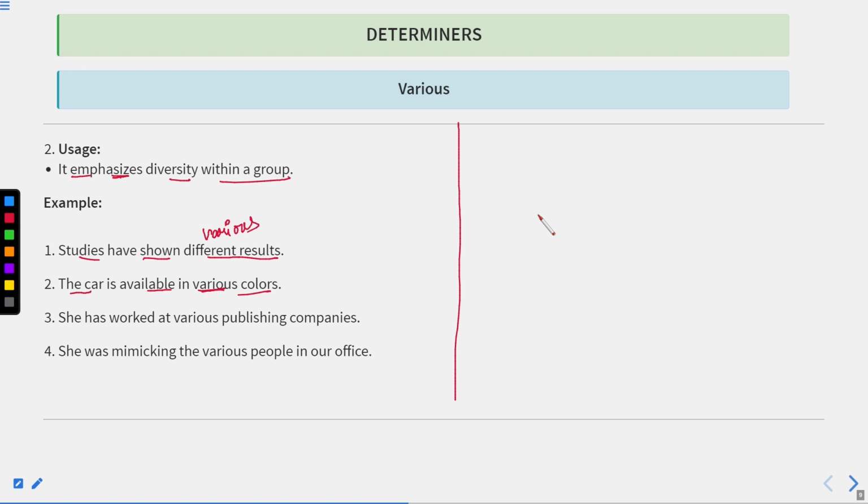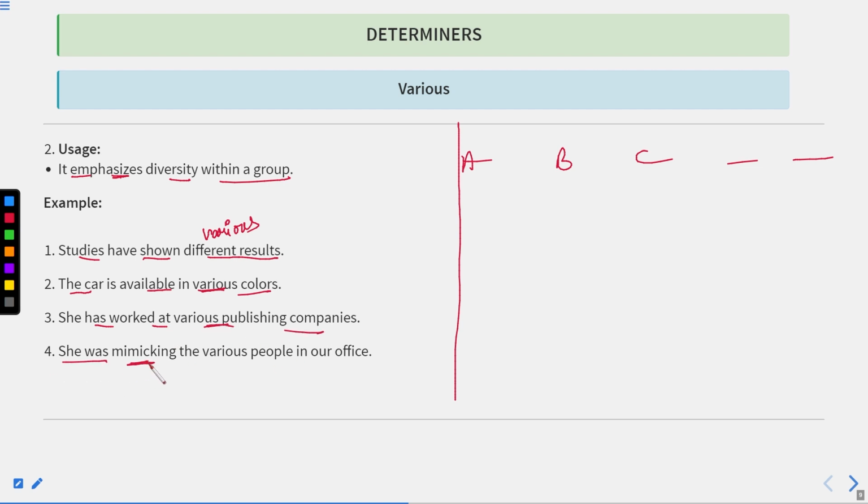It means not only one company but various publishing companies. It means there are many publishing houses and she has worked in various. It means one, then another one, for example in A company, then B company, then C company, and so on. Okay, she has worked at various publishing companies.